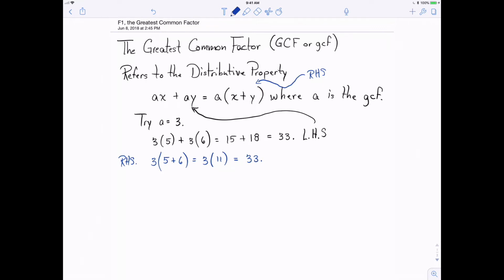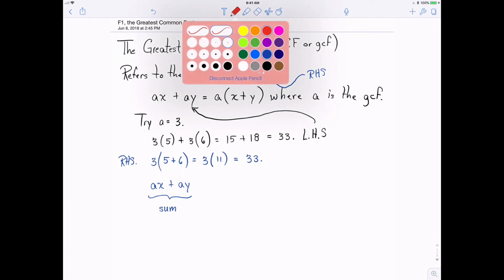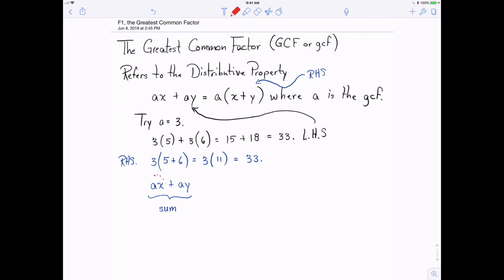So when we write the distributive property as ax plus ay, this left-hand side is what we call a sum. A sum is where two numbers are being added, and in this case, ax is being added to ay. And it's a sum because it's the last operation that's going to be done.